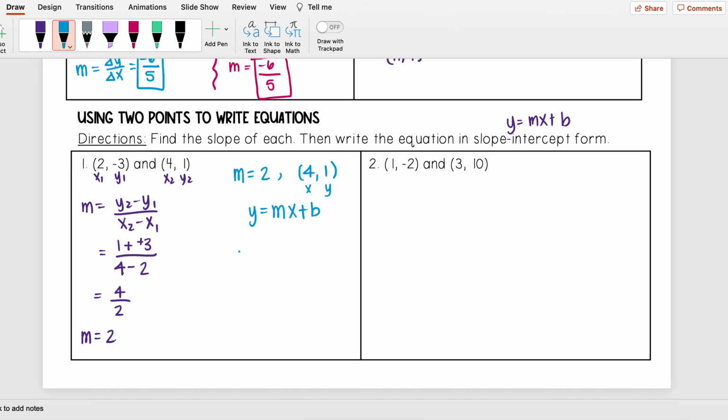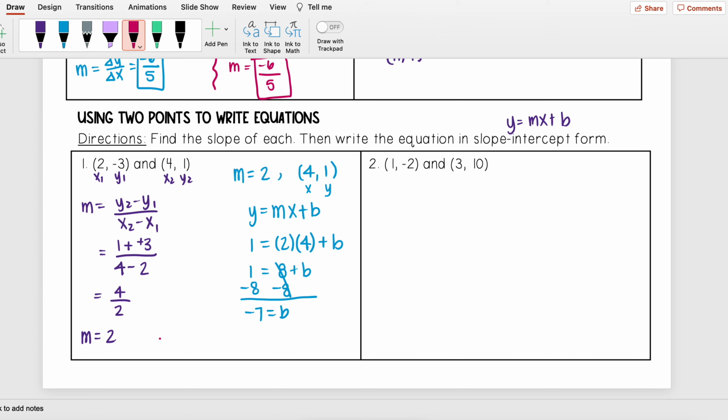And now I'm going to plug all those values into this equation. So my y is 1, my m is 2, my x is 4, and I want to find my b value. Well, 2 times 4, I get 8. And then I'll subtract 8 from both sides. And I get -7 is equal to b.